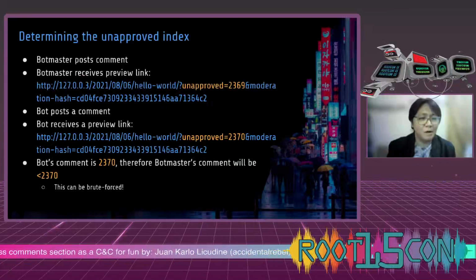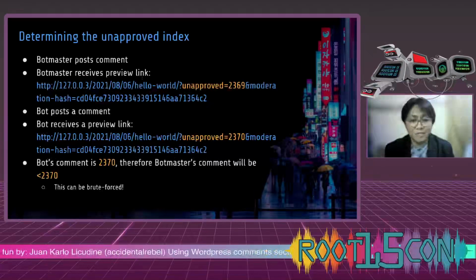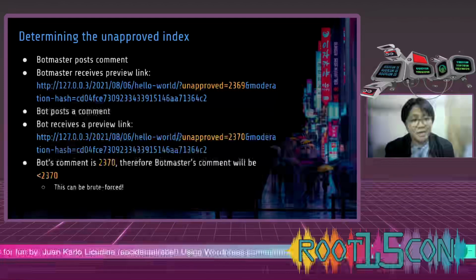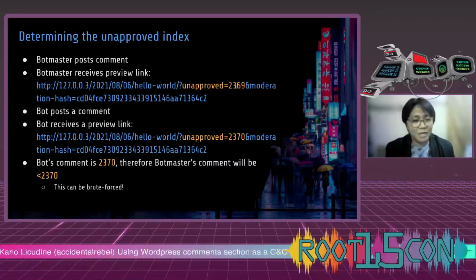Imagine the bot master posts a comment. The bot master would then receive a preview link, and for example, he gets an unapproved index of 2369. Immediately after that, the bot would post its own comment. It can be anything. The bot will then receive a preview link, which is 2370. It's immediately after, because we know that we posted right after the bot master. So how can we get this number right here?